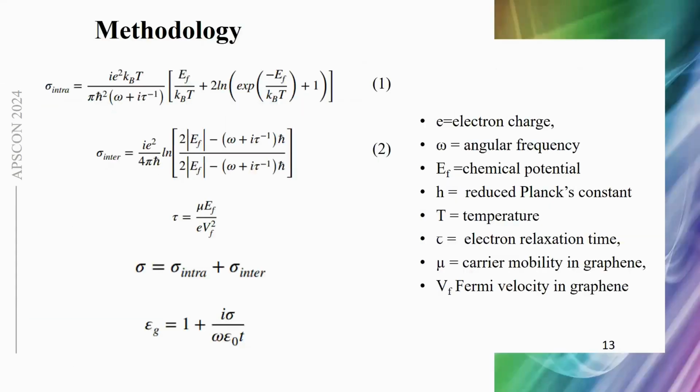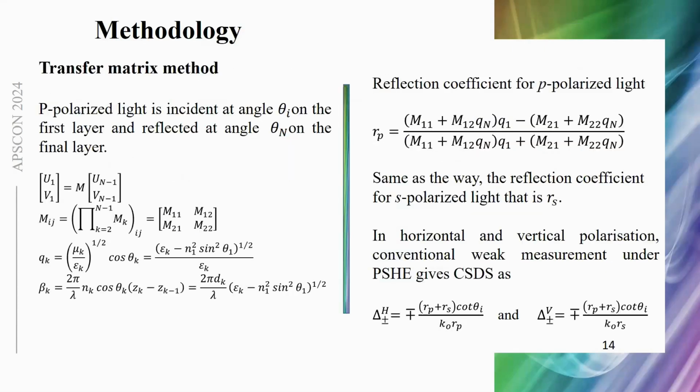The method used here is changing the interband and intraband conductivity by changing the chemical potential. This is the matrix. Another method used is the transfer matrix method. Basically, the transfer matrix method is used to find out the reflectance and transmittance in multiple layers.